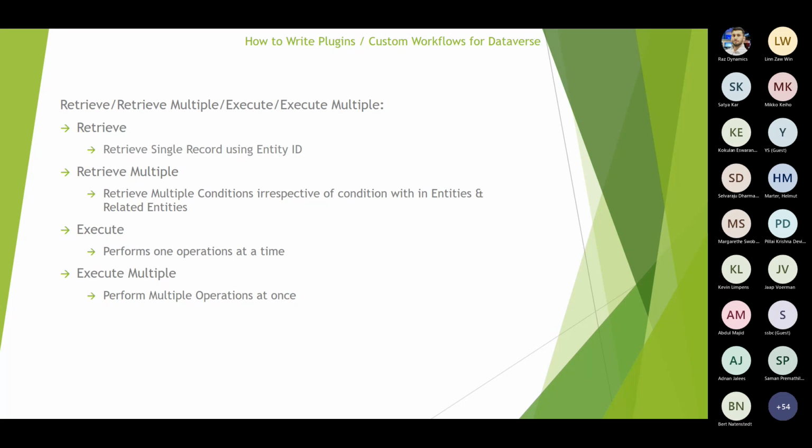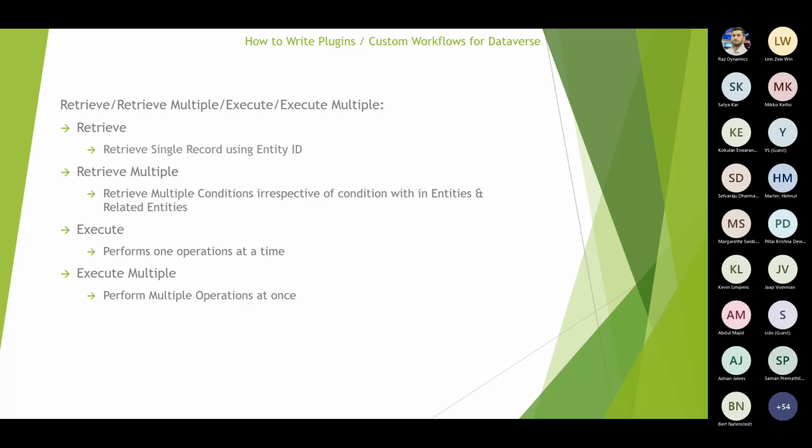When we go for a retrieve multiple, irrespective of conditions, whether it is a GUID or a contact name contains Ram Prakash, these types of conditions we can directly use here, and we can retrieve more than one record. Within the related entities we can directly use filtering, and retrieve multiple records here.